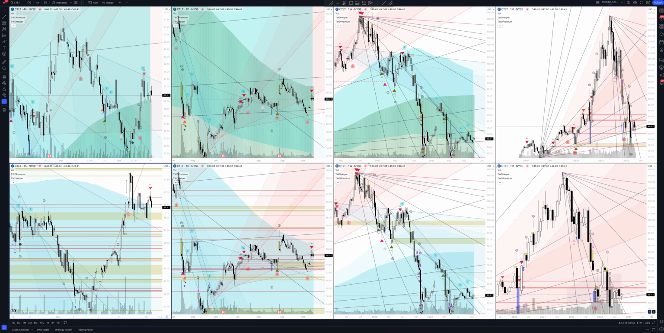Today we will take a look at Catalent Inc. stock. Let's analyze the market situation and find out how you can make money on it. Let's start.